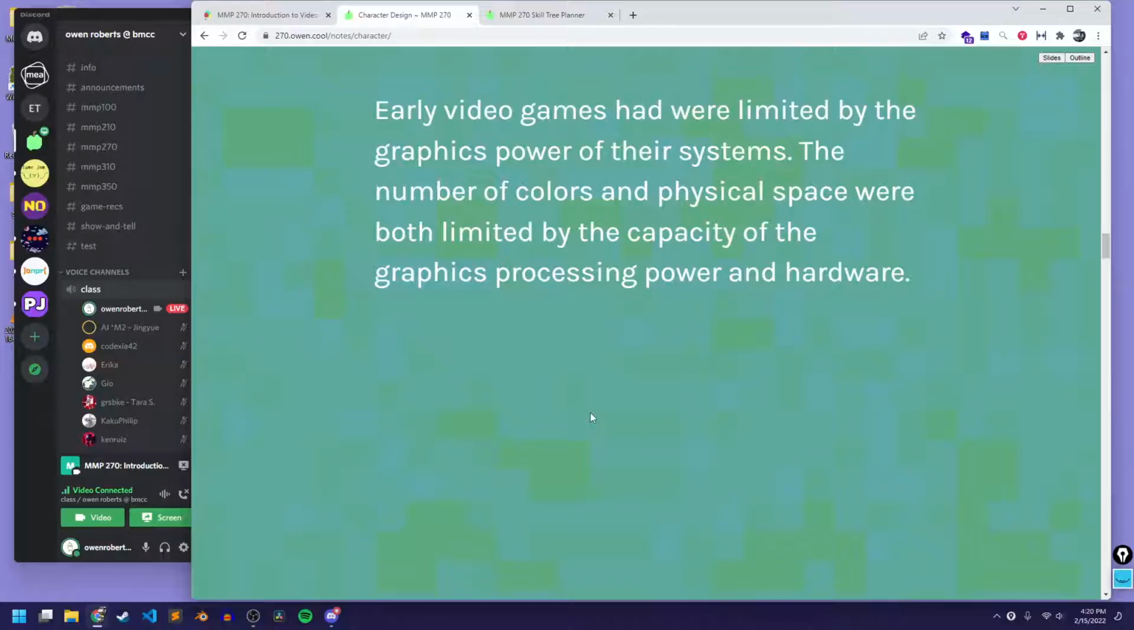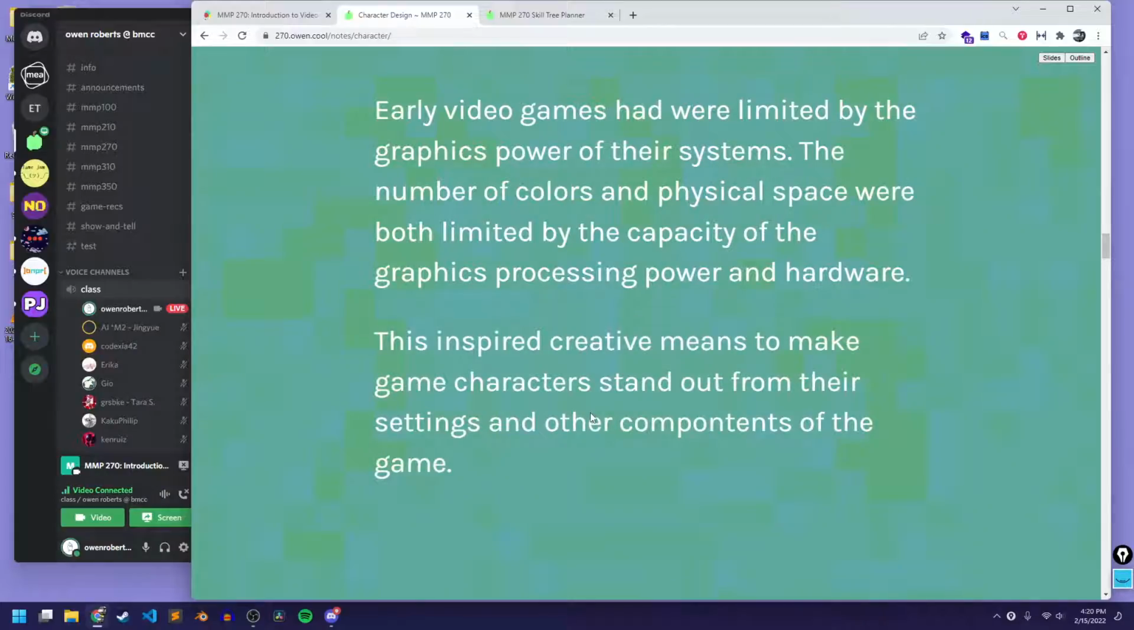So as I mentioned before, early video game systems are limited by the processing power, the graphics power, the number of colors, the physical hardware, and the amount of space on the computer to save information. And so early game designers had to make choices dealing with those constraints that led to some kind of creative and interesting design choices.